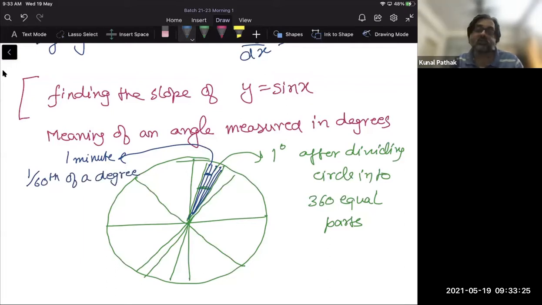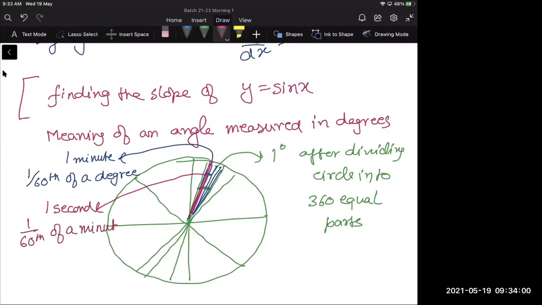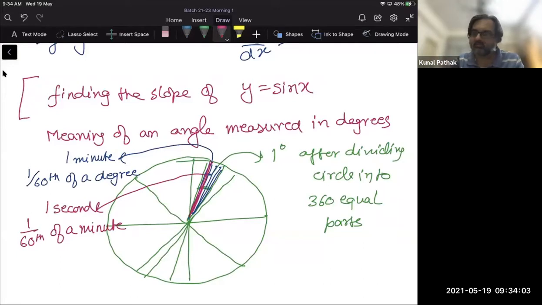And it turns out that this was also not sufficient, especially if you're looking at the stars and you want to measure accurately how each star or each planet is moving. So what they did was they divided this further into 60 equal parts, right? And this was called 1 second. This is 1/60th of a minute. Right? And of course, everything is interlinked. So this is the source of our measurement of time, right? So we measure time in minutes and seconds.